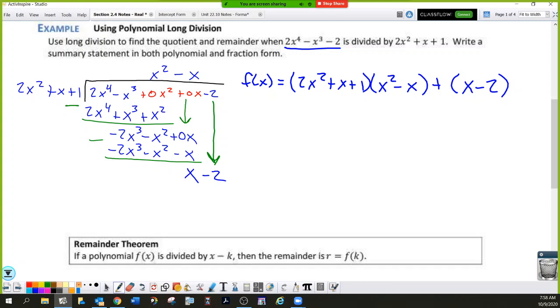So that is the polynomial statement. It just says, if you want to get back your original f of x, you'd have to multiply your divisor and your quotient and add the remainder. And that would give you back the original function. That's what it looks like in polynomial form.